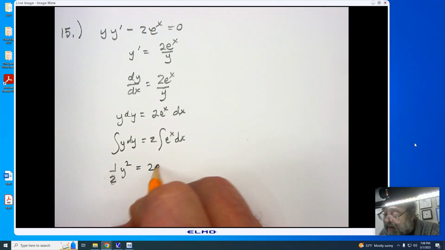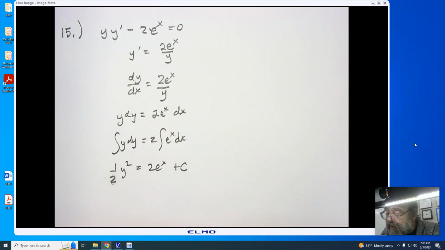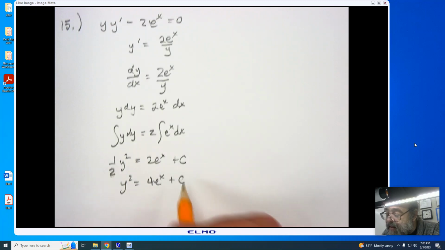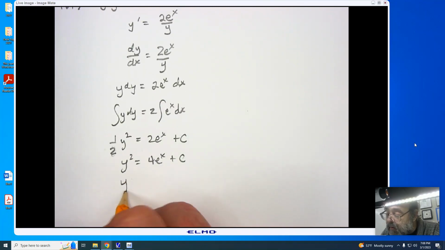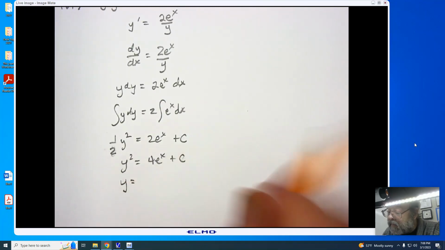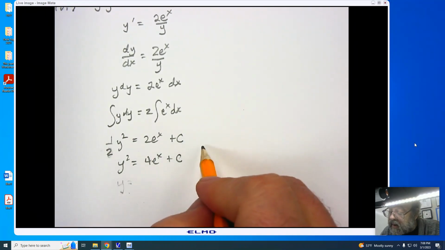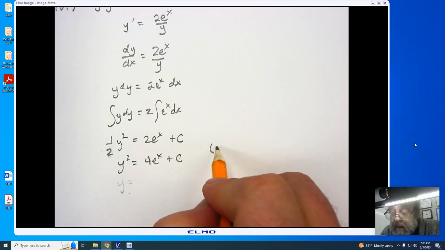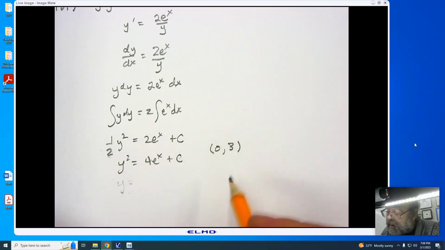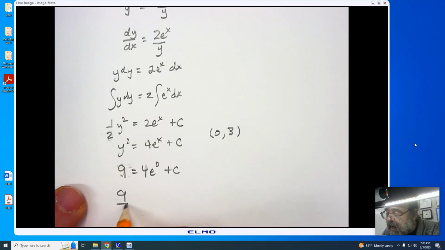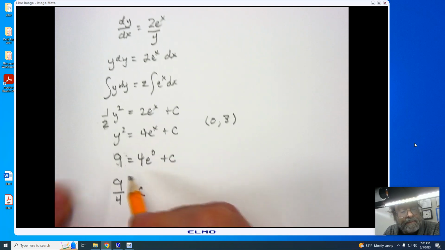So we have 2e to the x plus c. I'm now going to multiply by 2 so that y squared is equal to 4e to the x plus c. I'm now going to take my square root so that, let's plug in our point. They did give us an initial condition, and that was 0, 3. So I have 9 equals 4e to the 0 power plus c, and that means that 9/4 is equal to c.